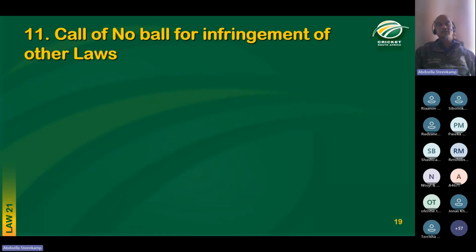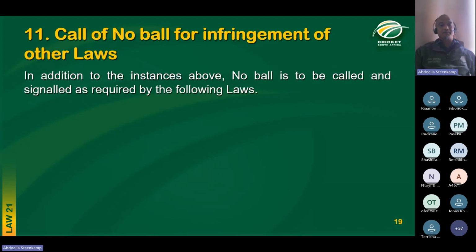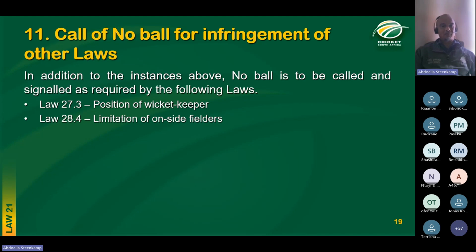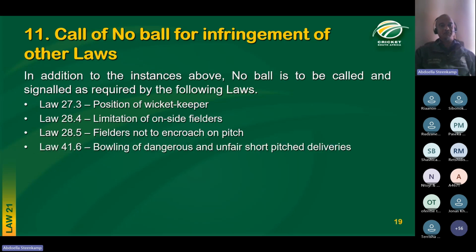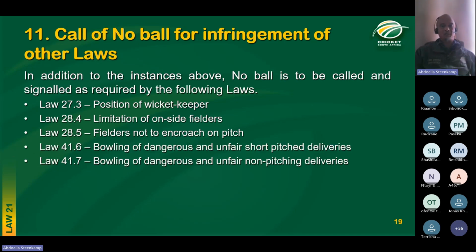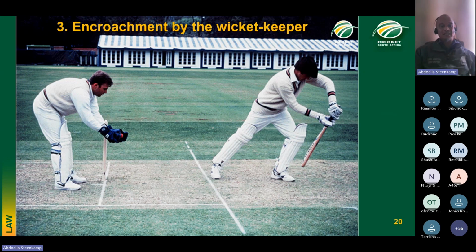There are other instances also, according to the laws, that are no balls. Position of the keeper. There are limitations on how many fielders you can have behind square on the on side. Fielders not to encroach on the pitch. Bowler bowling dangerous short pitch balls or non-pitching deliveries. I'll have a few pictures now in the next slide that will show this. So this is an example, and you'll see the keeper's hands in front of the stumps.